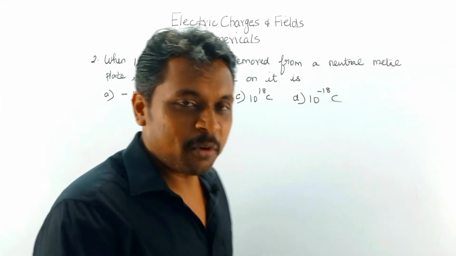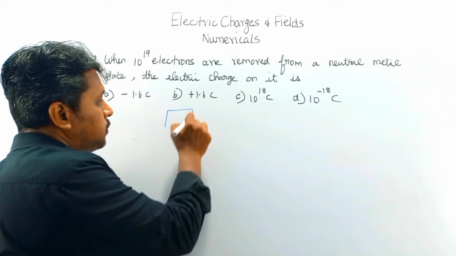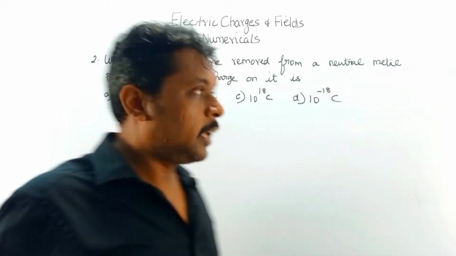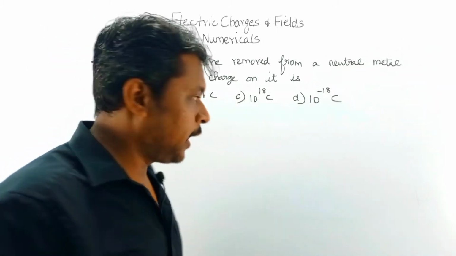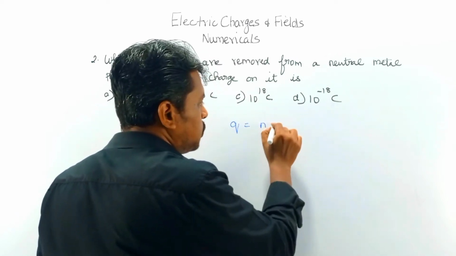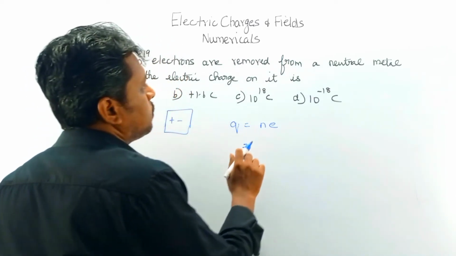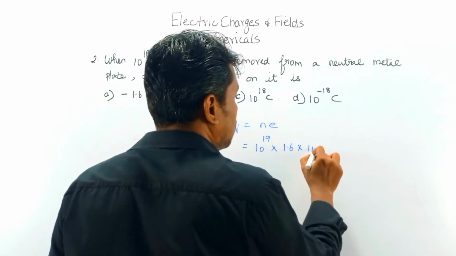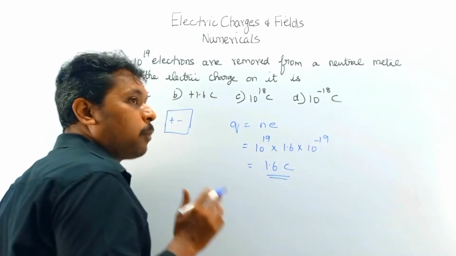The second problem: when 10 power 19 electrons are removed from a neutral plate, where a neutral plate means it has an equal number of positive and negative charges, that is, an equal number of protons and electrons, what is the electric charge on it? The total charge is the number of charged particles into the charge of one electron, e. Here the number of particles is 10 power 19 into 1.6 into 10 power minus 19, so the charge is 1.6 coulomb, whether positive or negative.